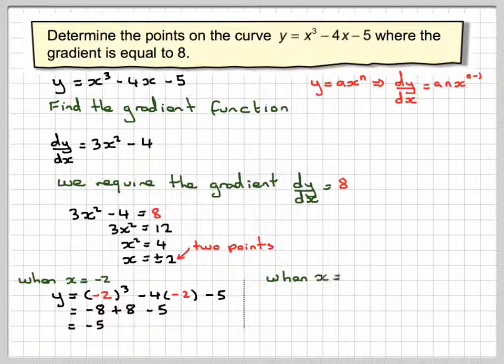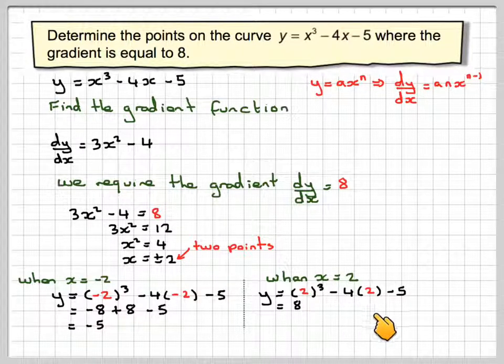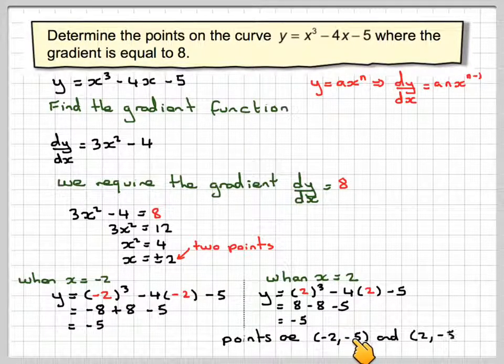And the other point is when x is equal to 2, then we're going to put y is equal to 2 cubed minus 4 times 2 minus 5. 2 cubed is 8, minus 4 times 2 is going to be minus 8, minus 5, so it's going to be good again. 8 minus 8 is 0, minus 5. So we've got 2 points, one at minus 2, minus 5, and the other at 2, minus 5.